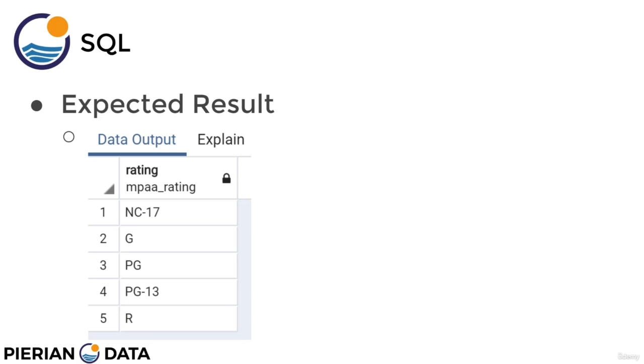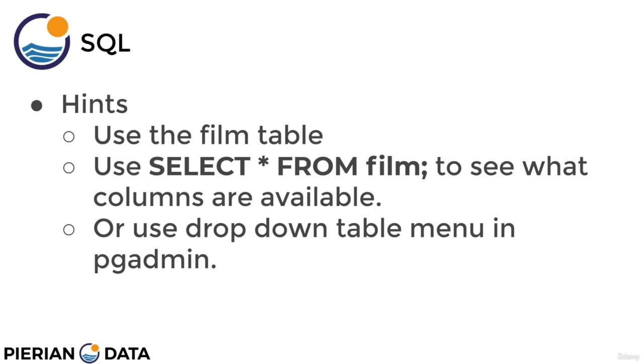Okay, here are some hints if you need them. So the hints are to use the film table, and you can use select asterisk from film to see what columns are available, or use the drop-down table menu in pgAdmin to see what the appropriate column is to actually query from the film table. Coming up next is the solution.